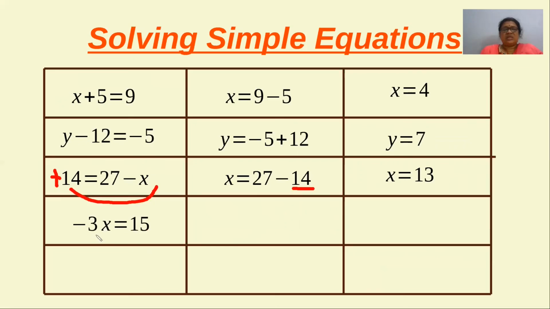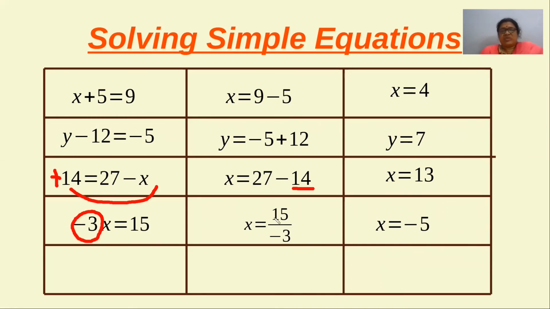Now next, see here, minus 3 is there. Minus 3 is multiplying x. So when you take the whole term to the RHS, it will come and sit in the denominator like this. And 3 ones are 3, 5 3s are 15. So minus 5 is there.